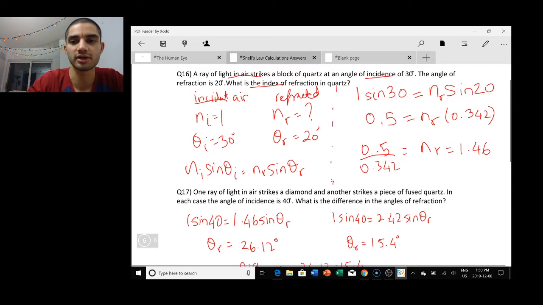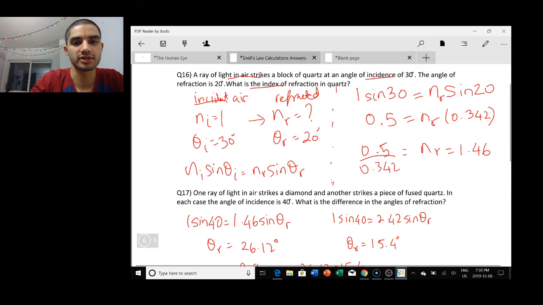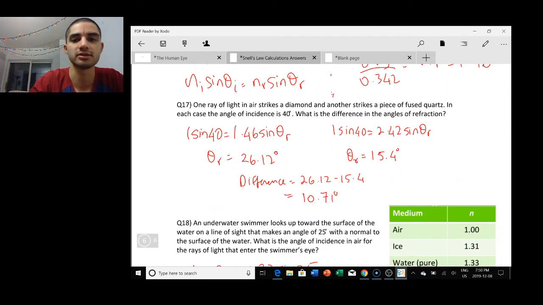The next kind of question is this kind of question. This is one where you have to calculate one of your indices of refraction. And there will be one question where you have to calculate an angle. So we're going to do one of those, and we'll just do one part.